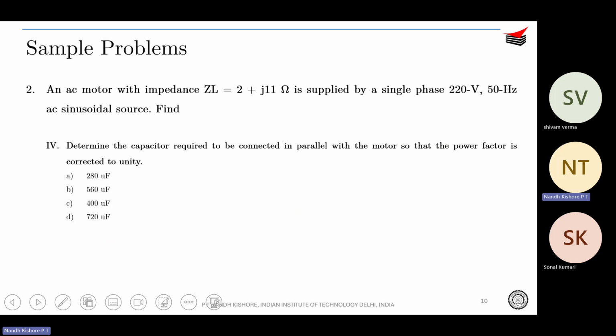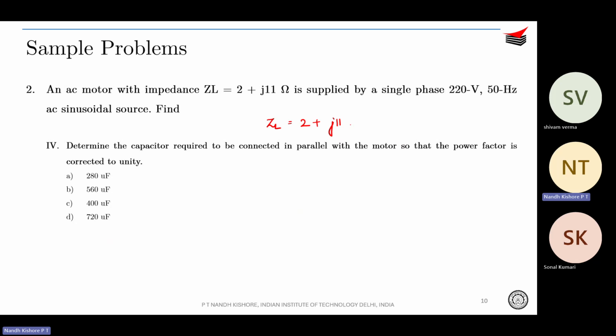So the question is: determine the capacitor required to be connected in parallel with the motor so that the power factor is corrected to unity. All right. So the point is you have a load, ZL, which is equal to 2 plus j11. The question is, can I make ZL purely resistive, that is, a resistive circuit, so that the overall power factor is unity?